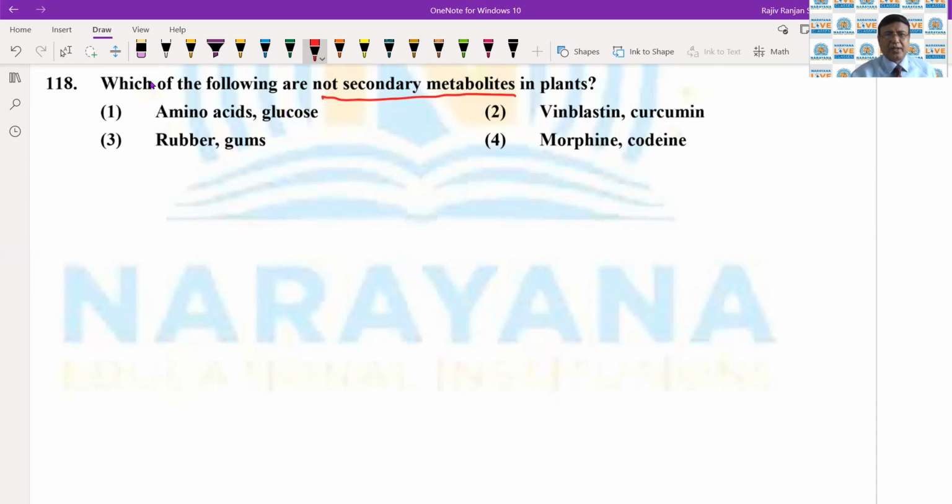So here in these options, the correct option is 1. What we have to find is those that are not secondary metabolites. Amino acids and glucose are primary metabolites that participate in the major metabolism, like formation of proteins by amino acids, formation of starch, glycogen, etc. Breakdown of glucose is the main phenomenon in respiration. Option 1 includes those which are not secondary metabolites, whereas the other three, vinblastine and curcumin, rubber and gums, morphine and codeine, are secondary metabolites. So the correct option is 1, amino acids and glucose.